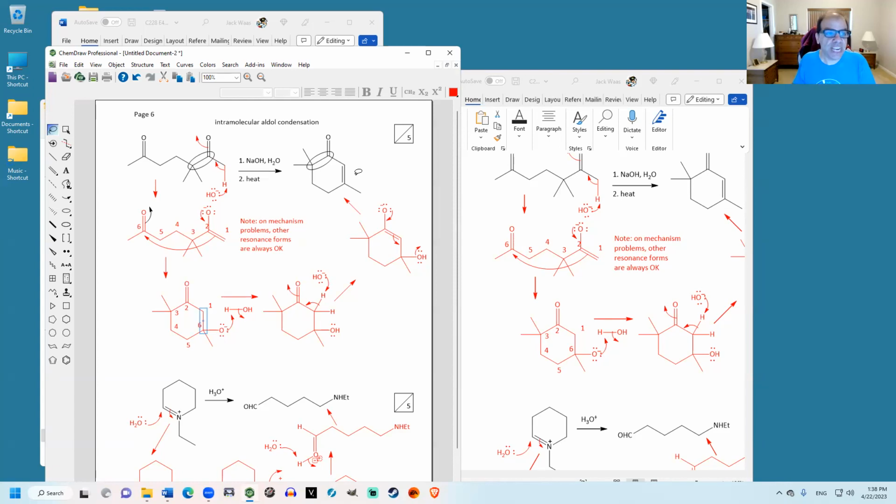So that's, again, a standard aldol condensation. It just happens to be intramolecular. The mechanism is the very same thing as any other kind of aldol condensation. It just happens within the same molecule. That's the only difference.